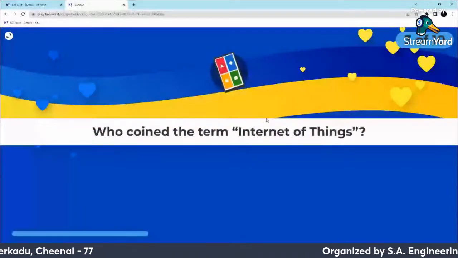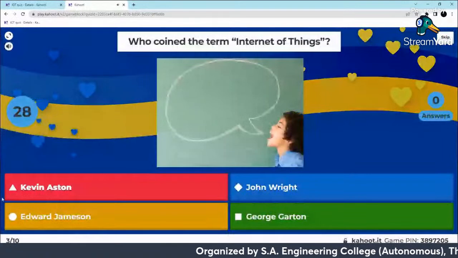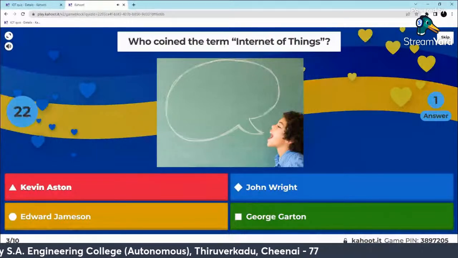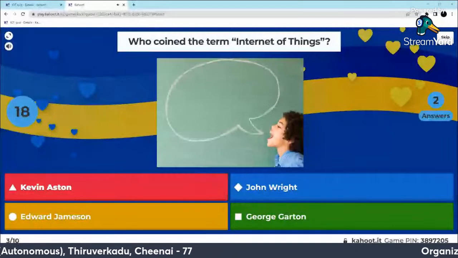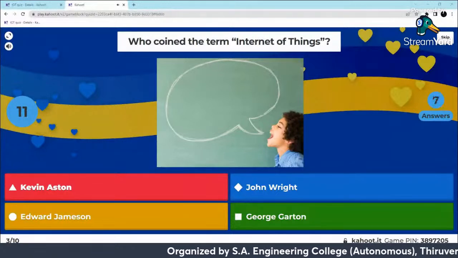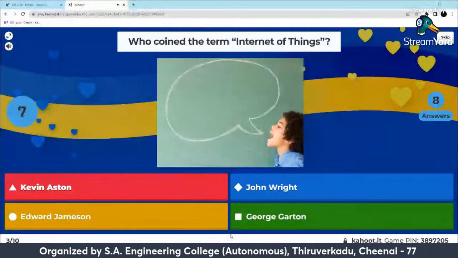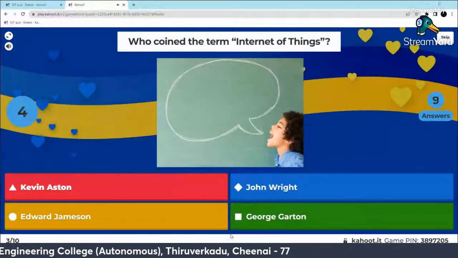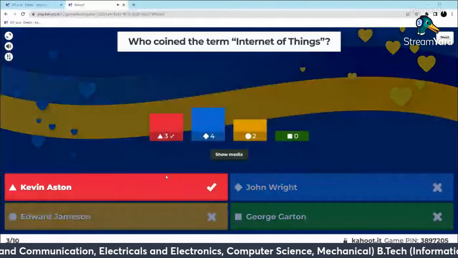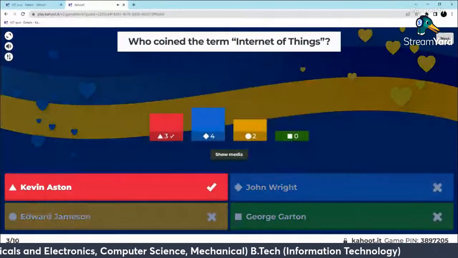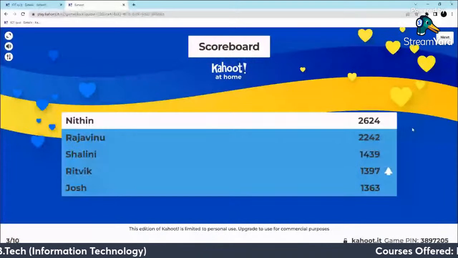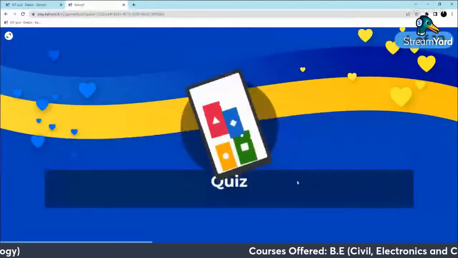And moving on, let us see question number 3. Who coined the term Internet of Things? Kevin Ashton, John Wright, Edward Jameson, George Carton. So we are running out of time. We have 20 seconds left. Fast, fast, fast. Give your answers fast. 5, 4, 3, 2, and 1. And the answer is Kevin Ashton. And three of them have answered right. Let us see who's on the top. Okay, Nathan has made it to the top once again with a score of 2,624.